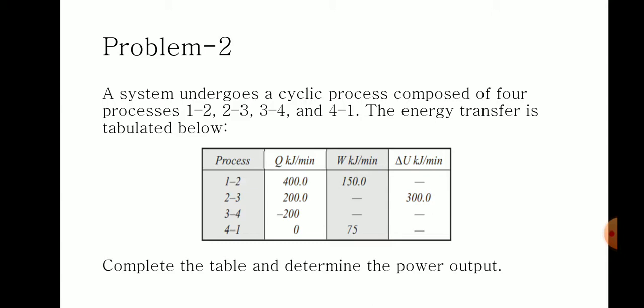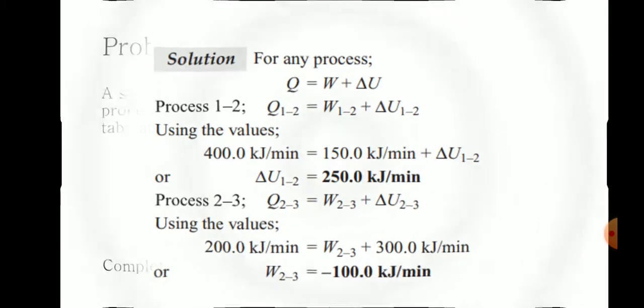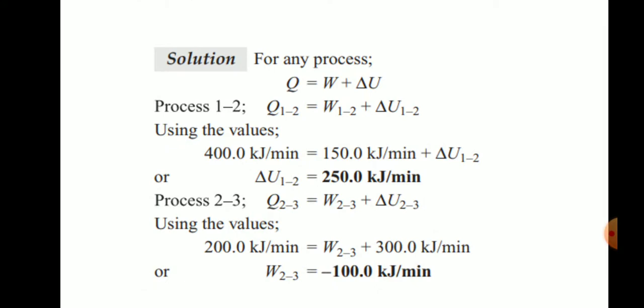Okay, then first step, for any process Q equals W plus delta U. Then go to the first process, 1 to 2. The suffix is different for every process. The formula is the same, but the suffix is different. Process 1 to 2, the suffix is Q1 to 2. Process 2 to 3, the suffix is Q2 to 3. This is the only difference, but the formula is the same.